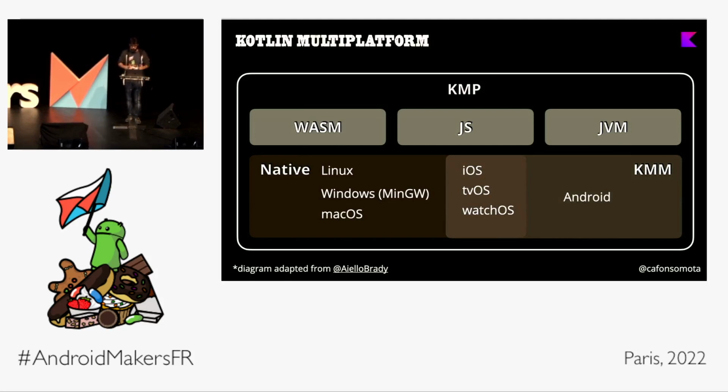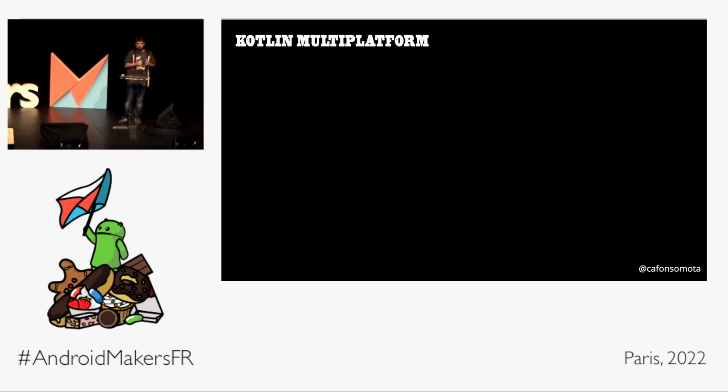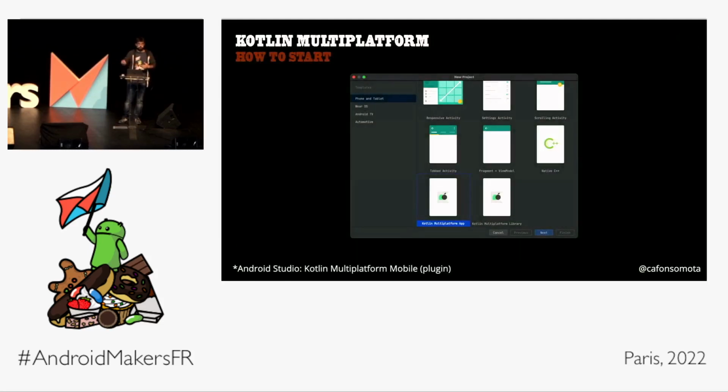How can you start? I know that after this talk, you all want to start. There is a really great plugin called the Kotlin Multiplatform Mobile plugin that allows you to create a library or an application directly with multi-platform. So it's like 3 clicks, and you've got your initial project.